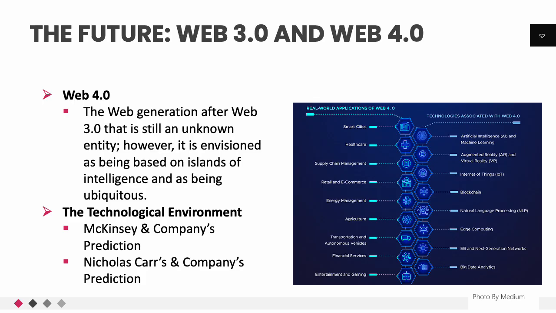And then let's talk about the fantastic image on the right, which visualizes the real world applications of Web 4.0 and the technologies associated with it. On one side you see the applications where Web 4.0 will be used, like smart cities, healthcare, supply chain management, retail or e-commerce, energy management, agriculture, transportation, financial services, entertainment, and gaming.